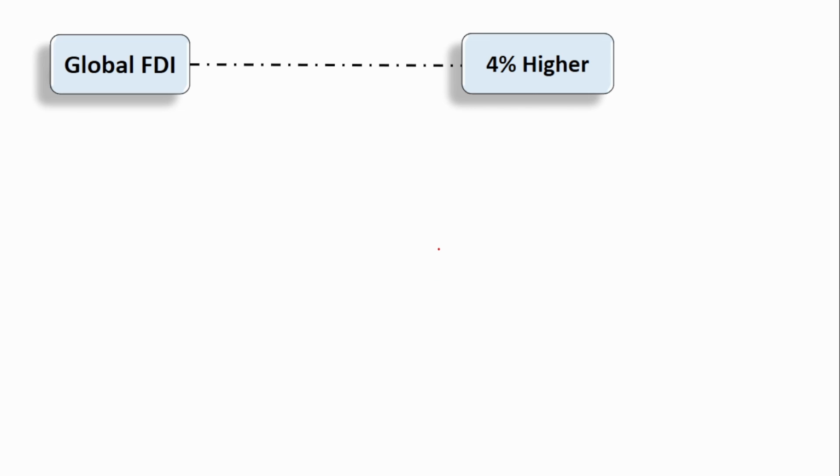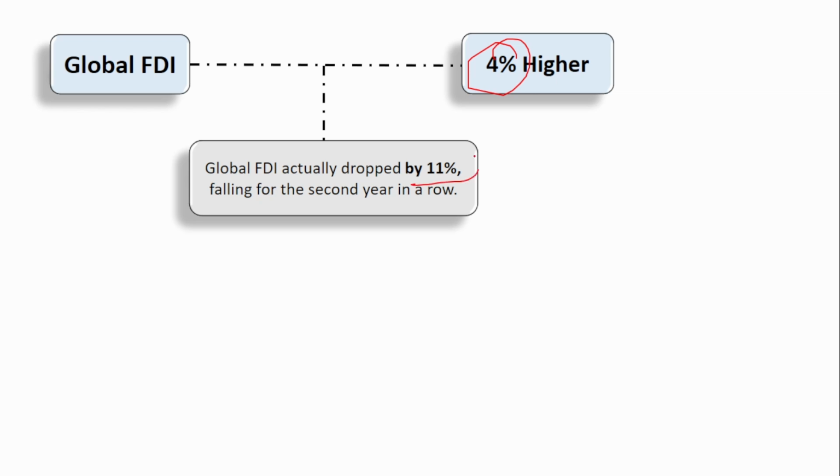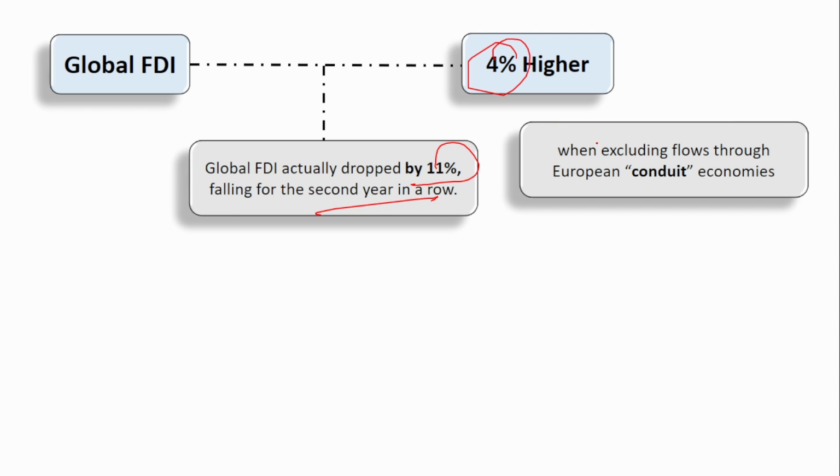So the global FDI, though it shows that it is 4% higher, actually has dropped by 11% for the second year. So what does this 4% higher, 11% lower mean? See, this 4% higher is because of the European conduit economies.